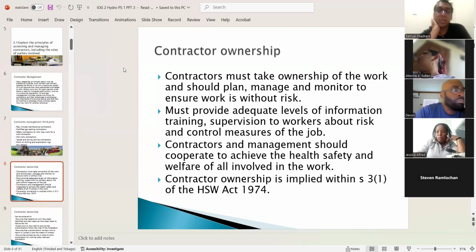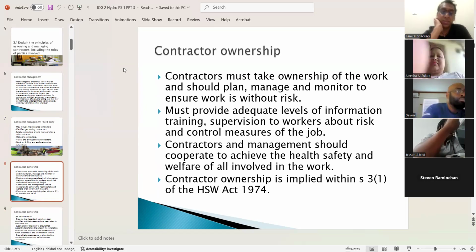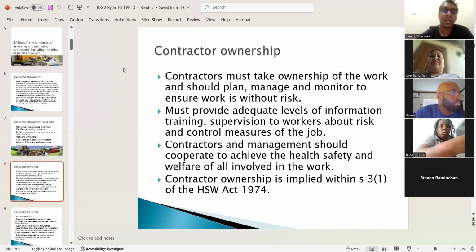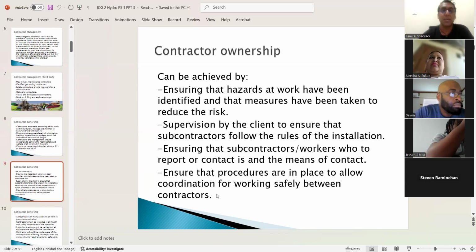So contractors, ownership, and making the contractors responsible are all part of health and safety legislation. In the UK, the main law for health and safety is the Health and Safety at Work etc. Act 1974. Section 3 of that act talks about non-employees, who have a certain commitment to health and safety too, right? The non-employees mentioned there are really contractors, right? So contractor ownership is implied in section 3.1 of the HSW Act anyway, right?